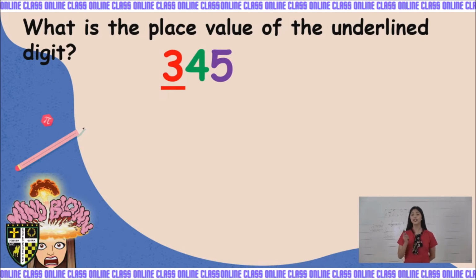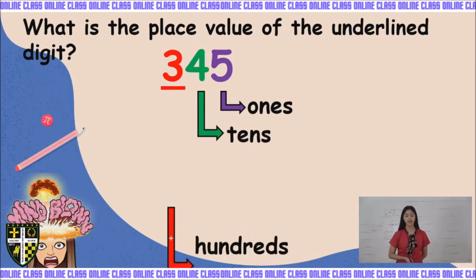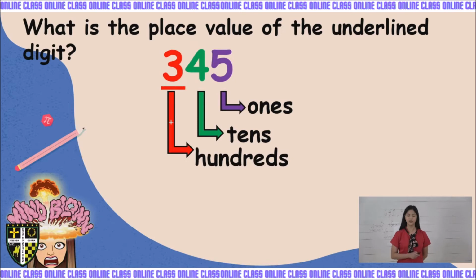But first, let's find out the place value of all the numbers so that it will be easier for you to determine the place value of the underlined digit. So, 5 is on the ones place value, 4 for the tens place value, and 3 for the hundreds place value. Now, kids, can you tell me what is the place value of the underlined digit?